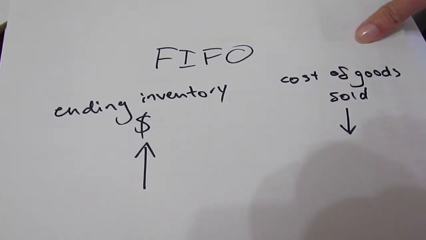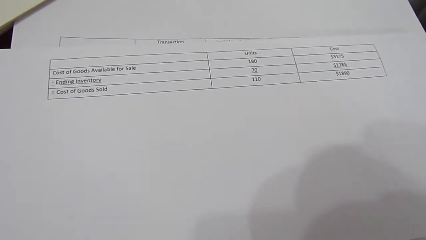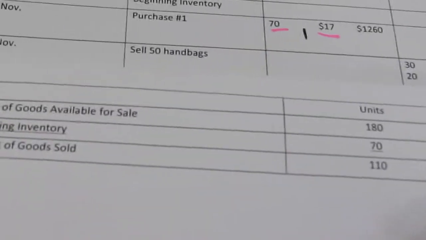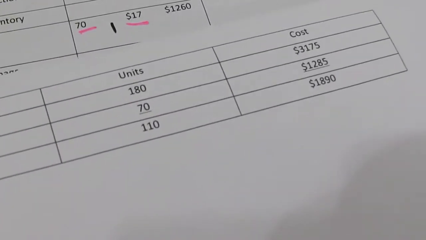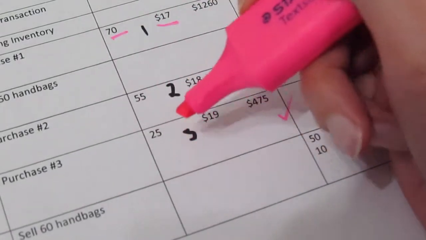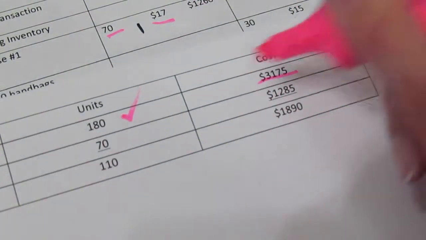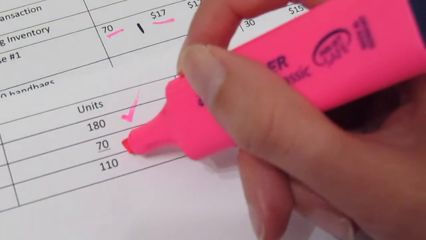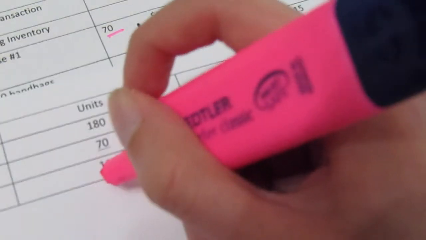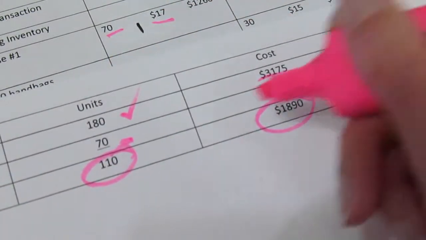The final step is to determine the cost of the inventory, which can be shown with this table. The cost of goods available for sale, which is also the inventory cost, is determined by adding all inventory on hand for the month, which was the original 30 and the 70, 55, and 25 bought during the month. All the costs added together equals $3,175. The ending inventory of 70 at $1,285 is deducted from the cost of goods available for sale, and ta-da! There are 110 handbags sold, which cost $1,890.